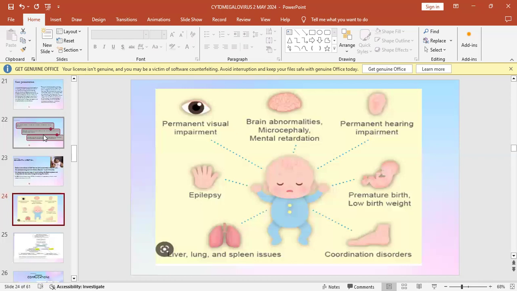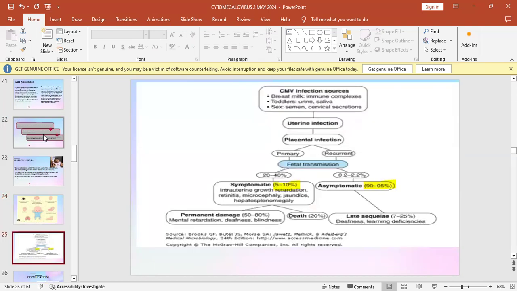These are the features that can develop in the baby who is infected with cytomegalovirus: permanent visual impairment, epilepsy, liver, lung, or spleen issues, brain abnormalities, that is microcephaly or mental retardation, permanent hearing loss, premature birth leading to low birth weight baby, and coordination disorders. Cytomegalovirus infection source: it can spread from breast milk in toddlers, through urine or saliva, and in adults, through sexual contact.